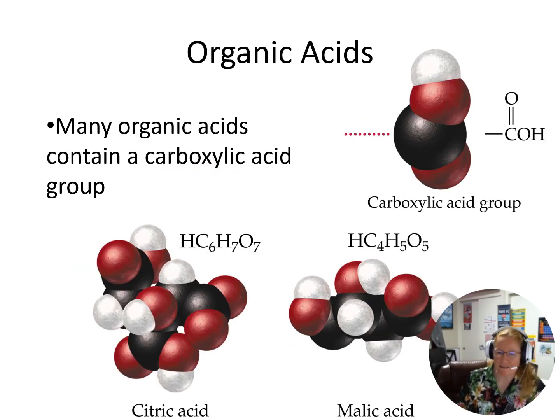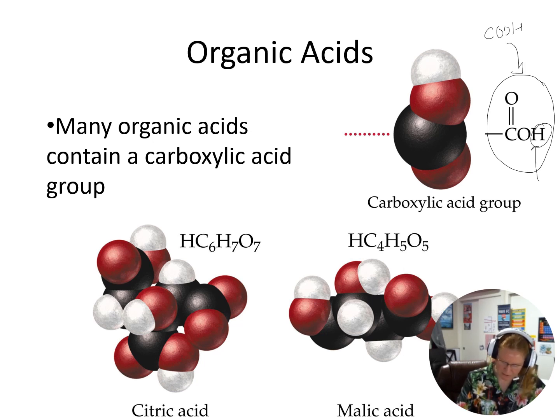Because acetic acid falls under this, it's what is called a carboxylic acid. And so all these carboxylic acids have this group right here. And so when you write it, that's COOH, this is what you're writing right here. And then this hydrogen is the one that is acidic and comes off.